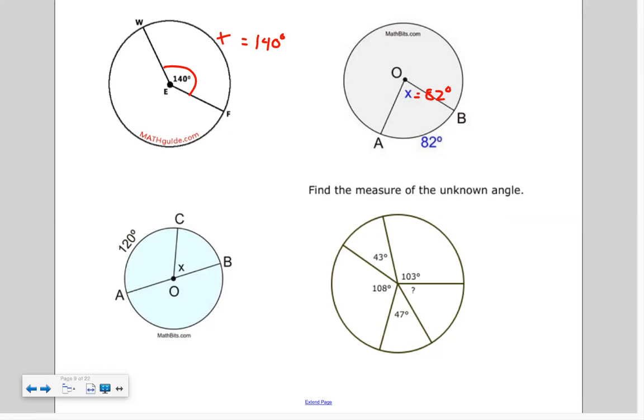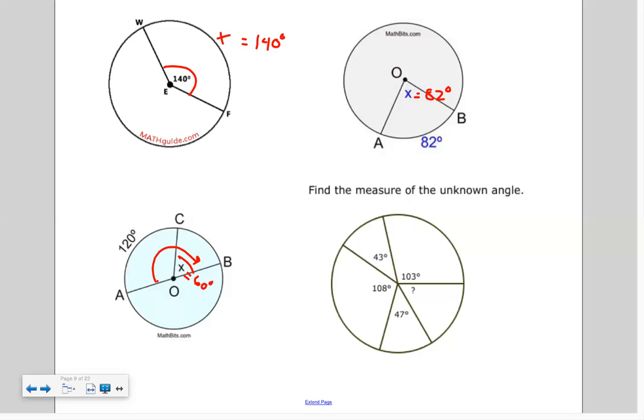Another property: if you have a segment that goes through the center, that makes it the diameter of the circle. Well, that makes a 180 degree angle because half of a circle is 180 degrees. So if we know that from here to there is 180 degrees, if we take 120 away from that, that leaves us with this angle, which is 60 degrees.